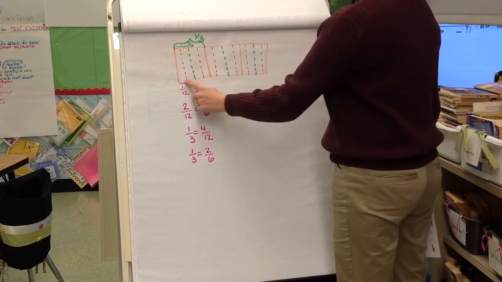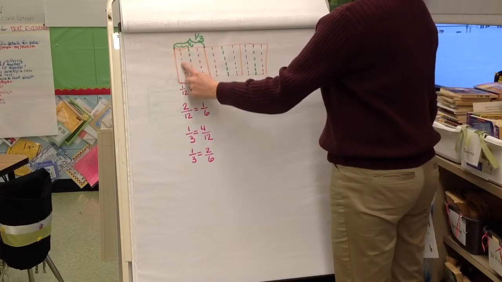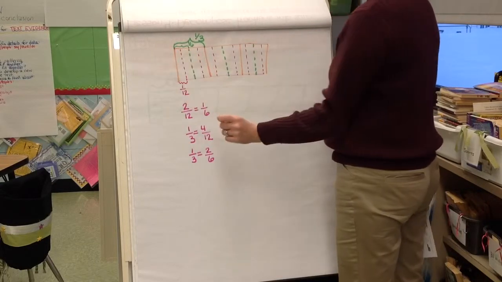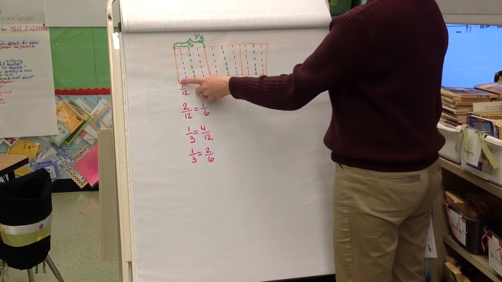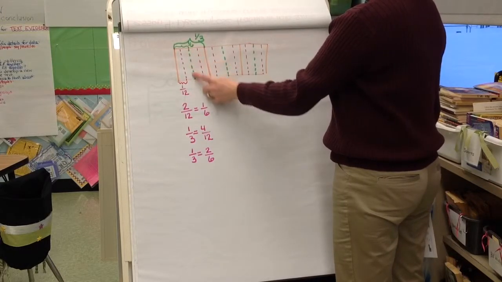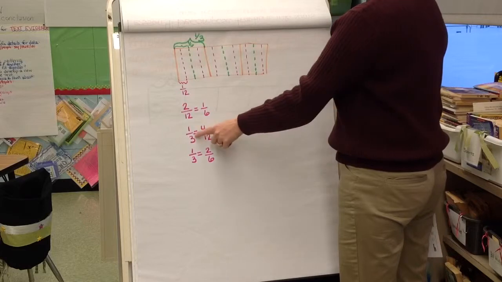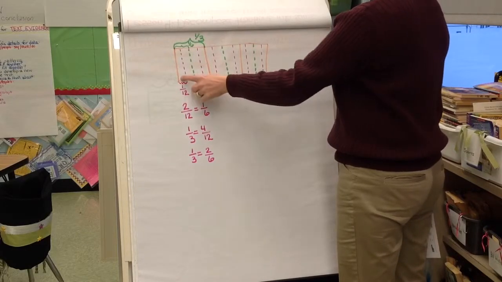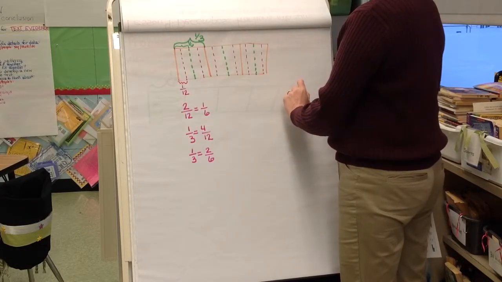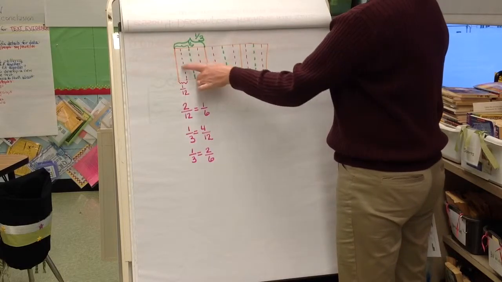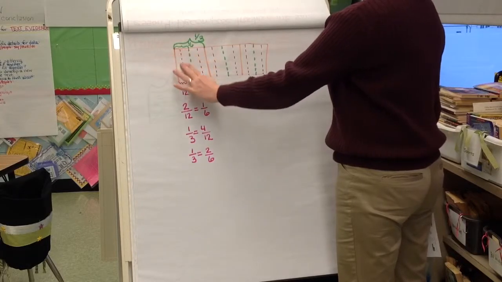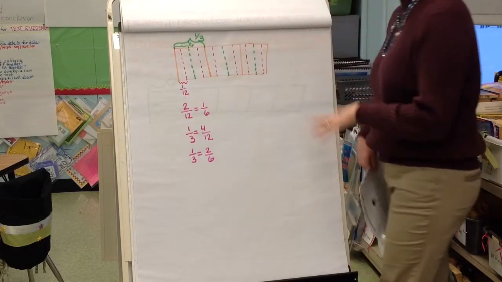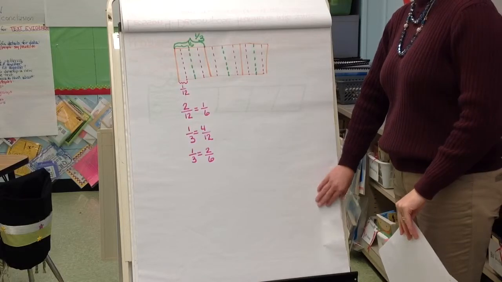The green is a sixth. And the pink is now a twelfth. 2 twelfths equals 1/6. So here's a twelfth, and another twelfth equals 1/6. 1/3 is the same as 4 twelfths. 1/3 is the same, equals 2/6. Okay, because here's a sixth, here's a sixth. We've got to pay attention to the colors of the lines.